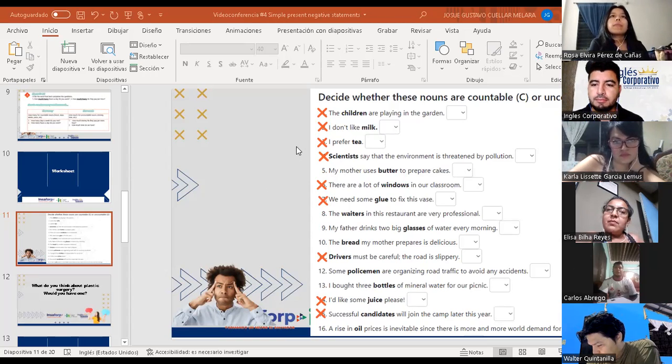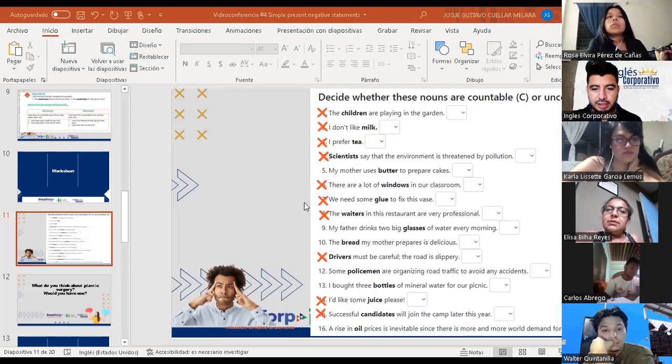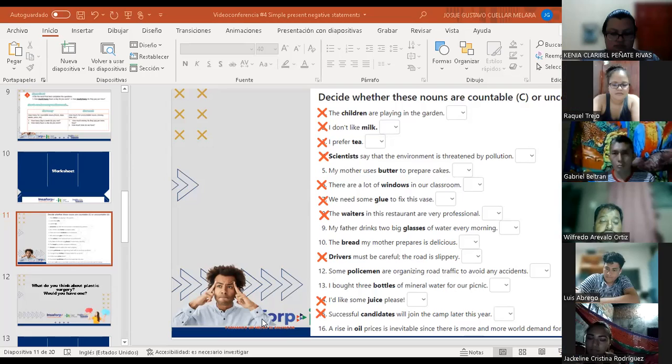Number eight. Okay, go with eight. The waiters in this restaurant are very professional. Countable, perfect. Carla. Okay, Carlita. And then after Carlita, we go with Wilfred.